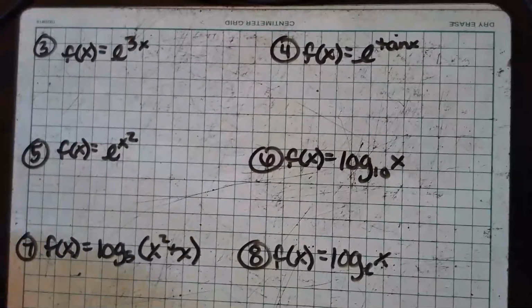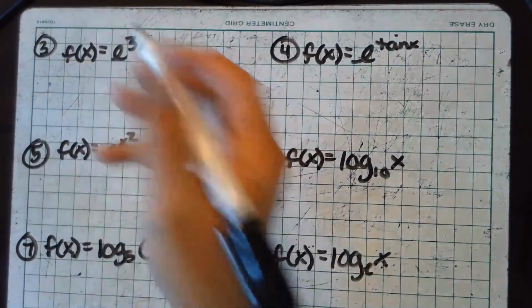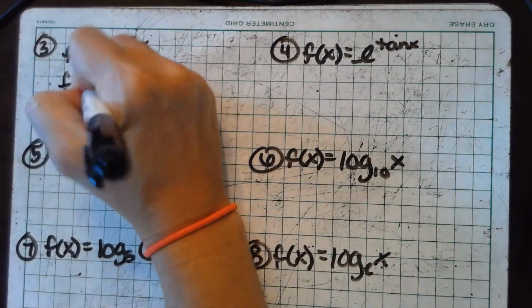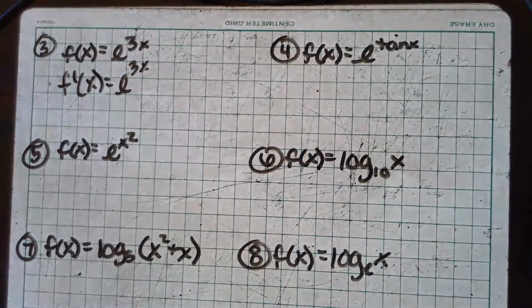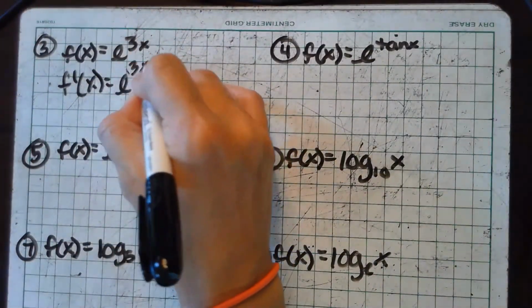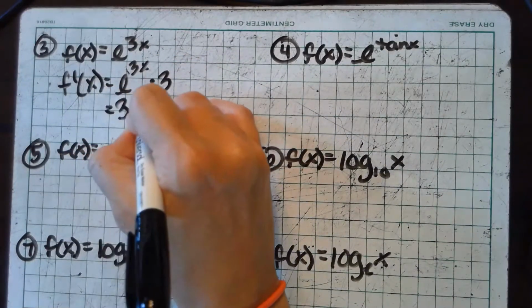Here we go. Now I've got e to the 3x. The derivative of just e itself is e to the x. You basically rewrite that, and then you times it by the derivative of that exponent. So here it's going to be 3e to the 3x.